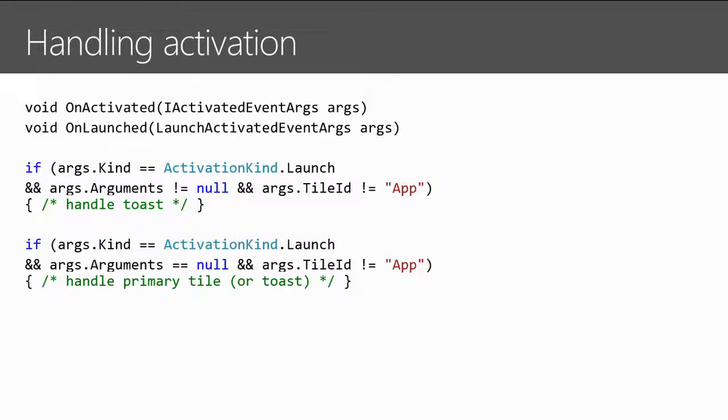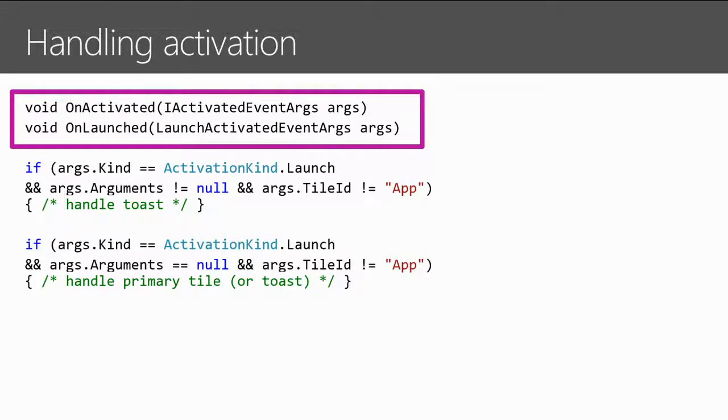Instead, your application is activated. You get a different set of events that fires, and it allows you to do more, but not the same as when it's launched. So there are two ways to do it, the on-activated and the on-launch that you override in your app XAML CS. Okay, then there are ways for us to test it.